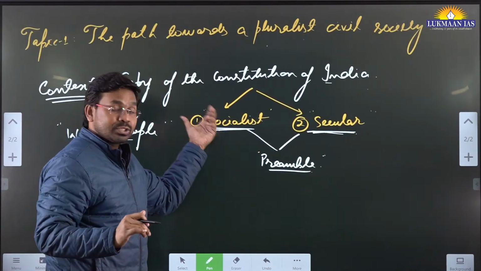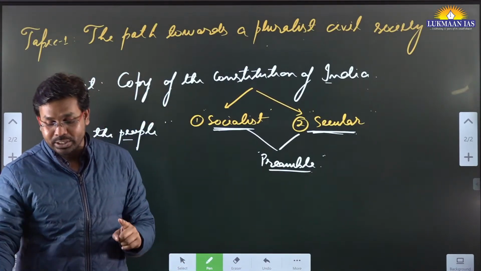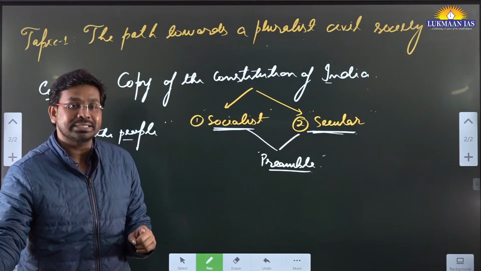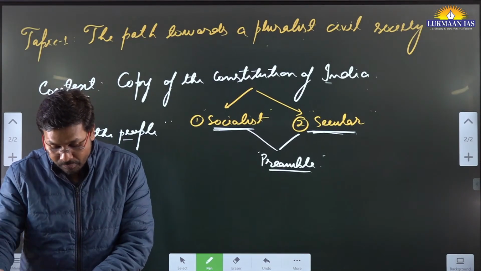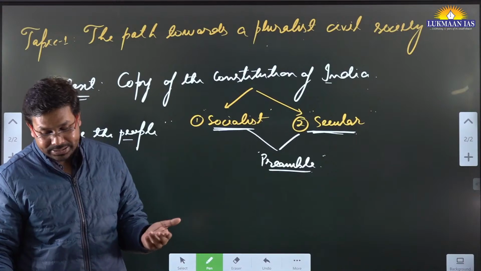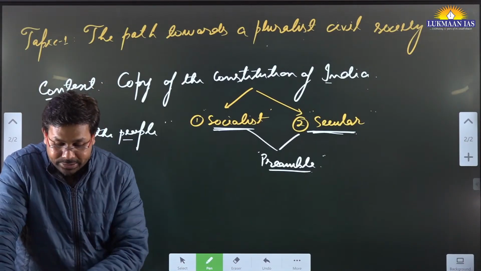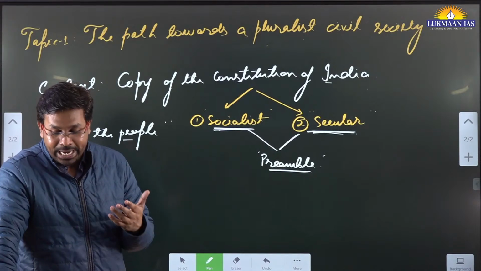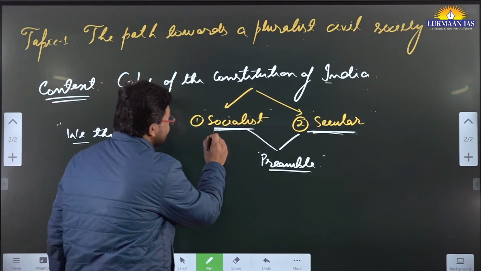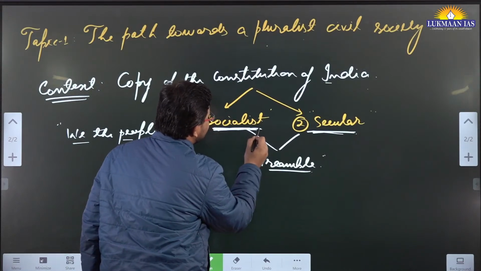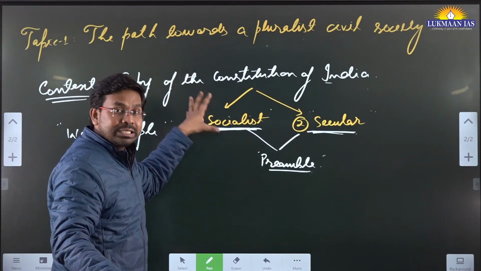Socialist is a very important concept. What does this concept talk about? Socialist is essentially about welfarist principles. It talks about various things, for example, securing justice, social, economic and political justice, then liberty of thought, expression, belief, faith and worship, and equality of status and of opportunity for all. So a socialist state means it has economic socialism and political socialism. So there are concepts related to it.